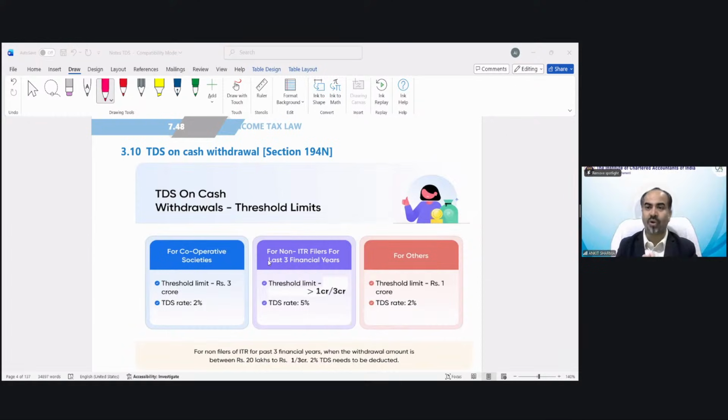There is no income. There is only withdrawal of my money, which I have already deposited. There is one more difference. In earlier sections, if the limit exceeded, suppose the limit is 30,000, and it is exceeded to 35,000, then TDS is required to be deducted on full value. If the limit is, suppose, 50 lakh, and the transaction has been for 51 lakh, then TDS is required to be deducted on full value.